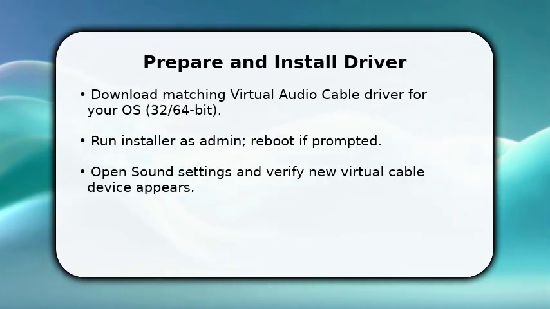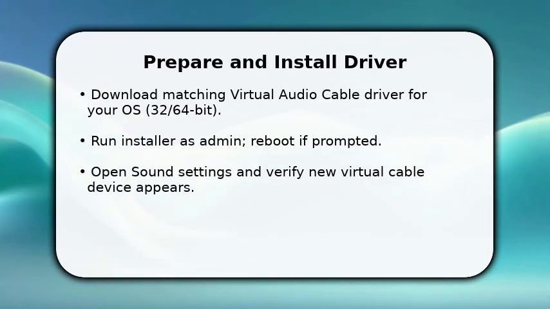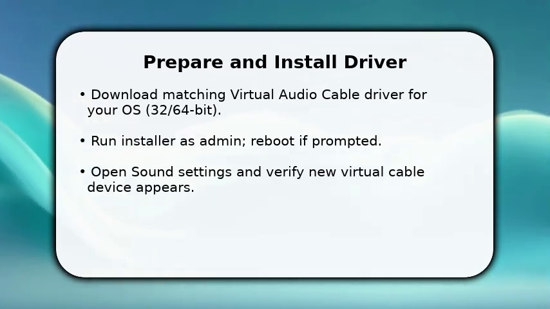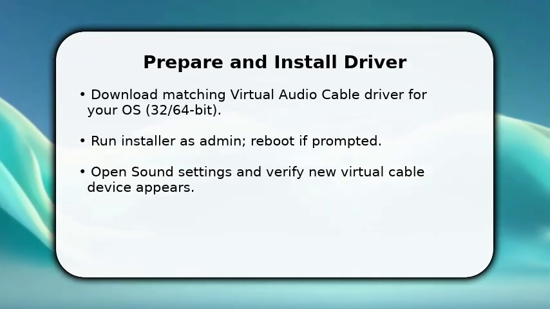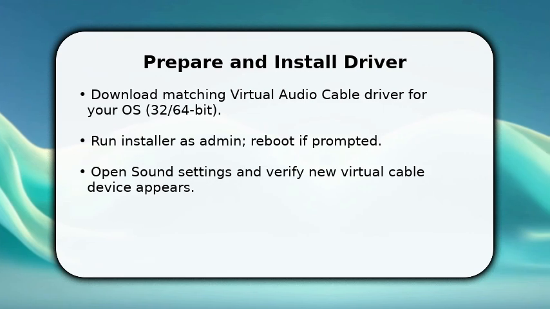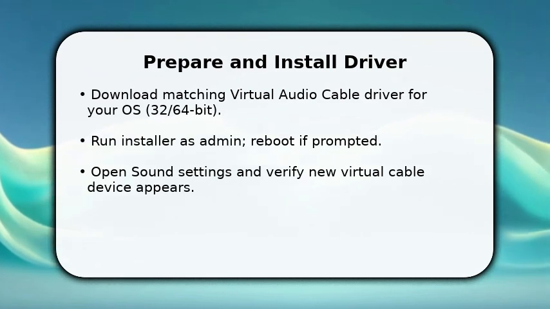After reboot, open your system sound settings and confirm a new playback and recording device labeled as the virtual cable exists. You do this now so routing steps later are available. Without that device visible, you cannot map applications. If it's present, move on to configuring app outputs and cable channels.